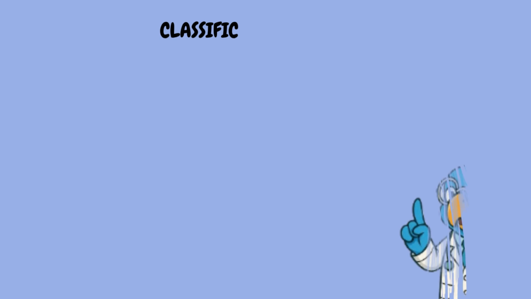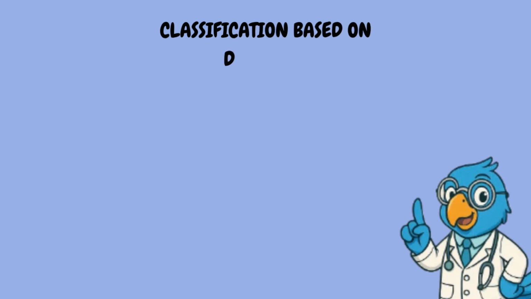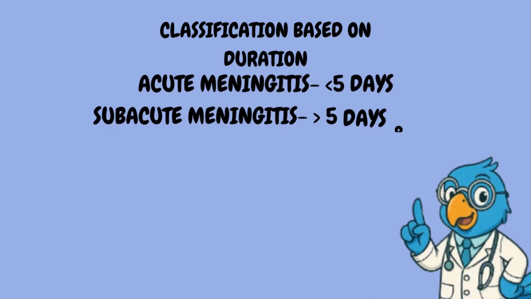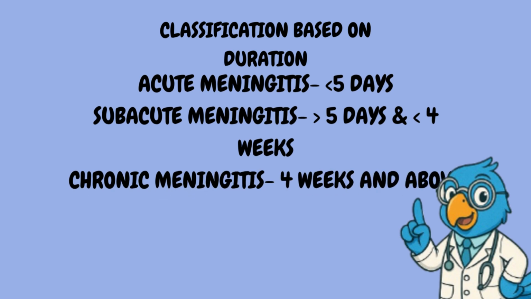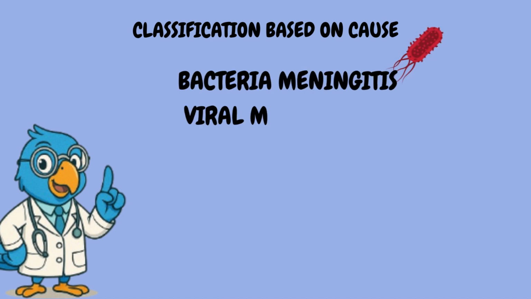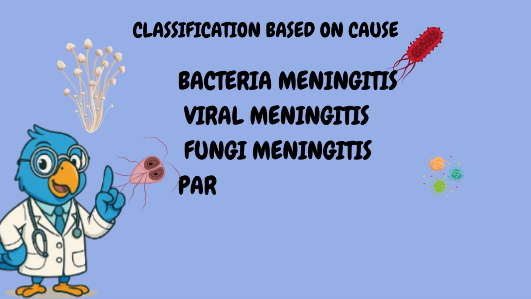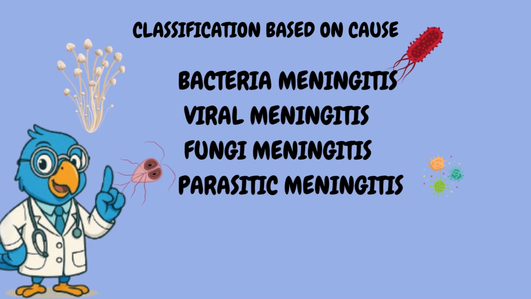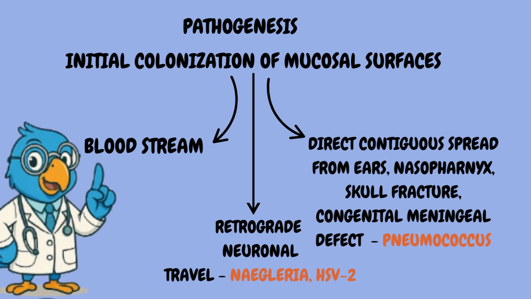Based on the duration of the infection, it is divided into three groups: acute meningitis, lasting less than 5 days; subacute meningitis, lasting more than 5 days but less than 4 weeks; and chronic meningitis, lasting 4 weeks or more. Based on the cause or etiology, meningitis is classified as either bacterial, viral, fungal, parasitic, or non-infectious meningitis.